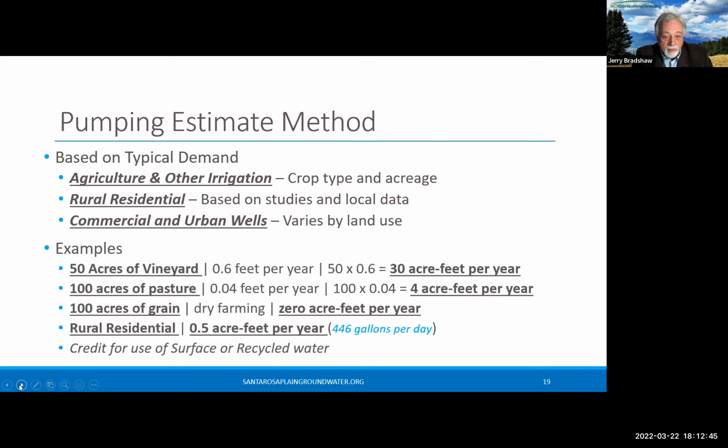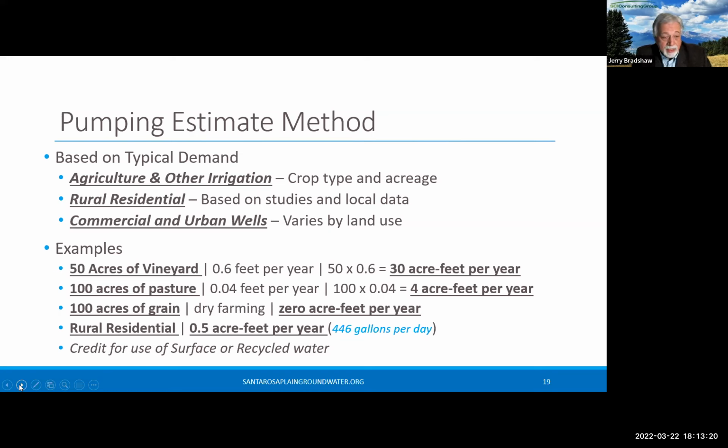For a couple of agricultural examples, we assume 50 acres of vineyard. We apply the rate of 0.6 feet per year. And let me talk for a moment about what that means. In the Bay Area, we get about 14 to 19 inches of rain per year. So that's how many inches of water fall out of the sky each year. And of course, the crops benefit from that. But for the irrigated crops, they require additional water. So this equates to about 7 more inches of water per year that the average vineyard would need in order to thrive. So that's 0.6 feet per year.